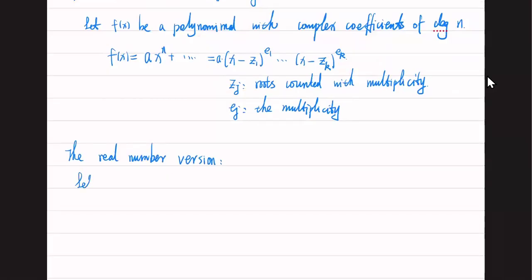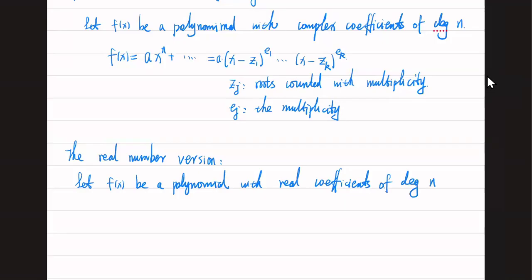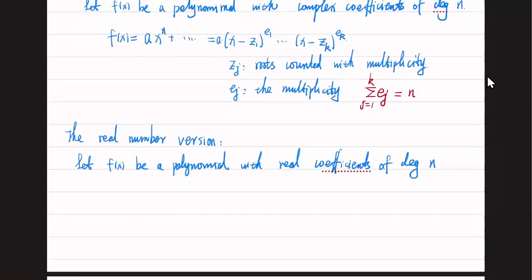Let f(x) be a polynomial with real coefficients of degree n. Here the summation of the multiplicities, from 1 to k, is n. With real coefficients, we have a similar decomposition.